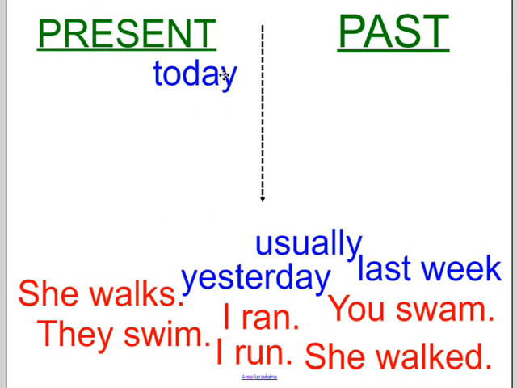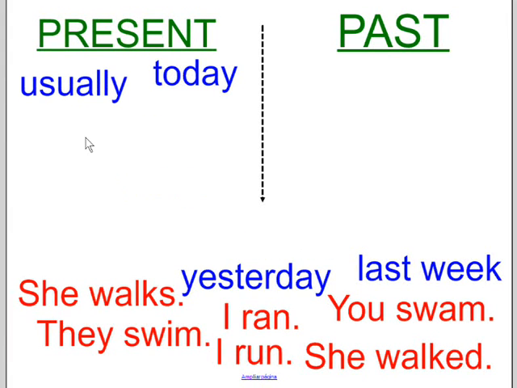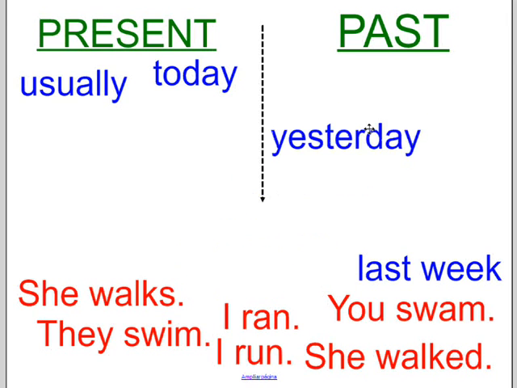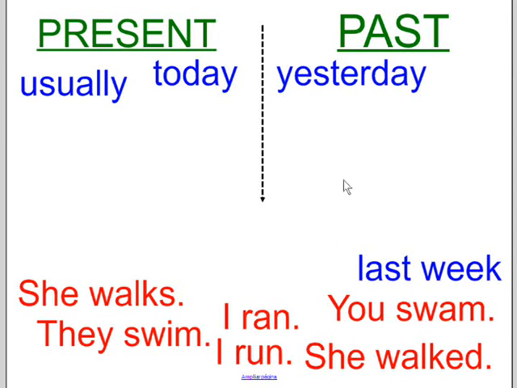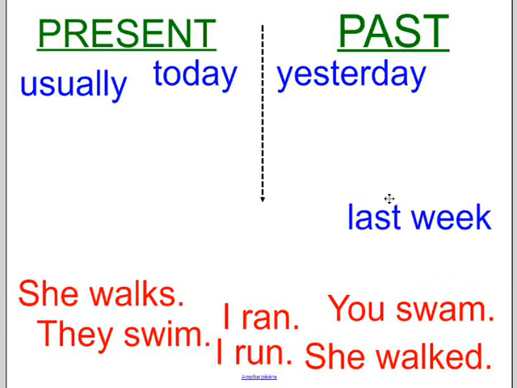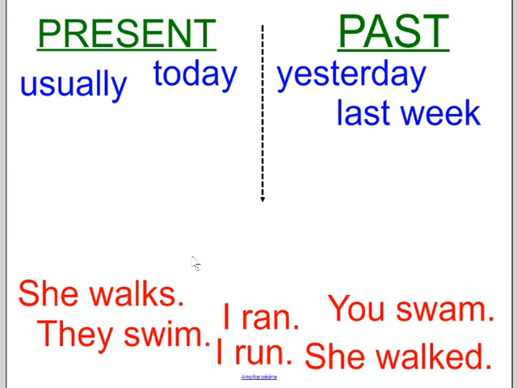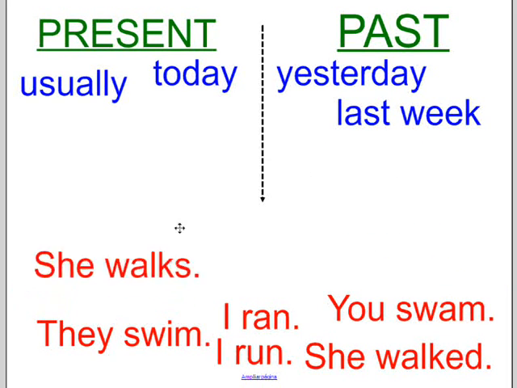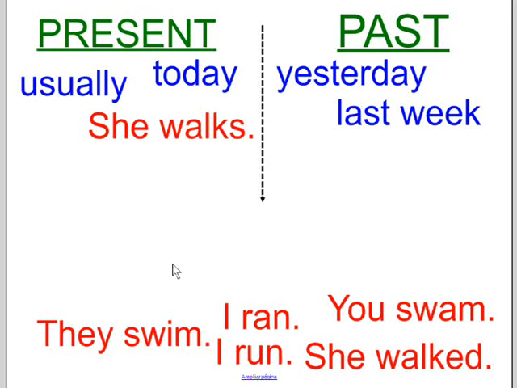So today would belong in the present tense column because it's happening today, it's happening now. Usually also goes in the present tense because any action that happens over and over again or repeatedly is conjugated with the present tense. Yesterday, however, is something that happened before right now, so it goes in the past tense, along with last week. The phrase she walks is in the present tense.